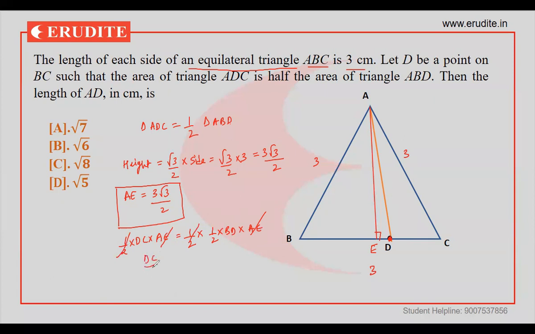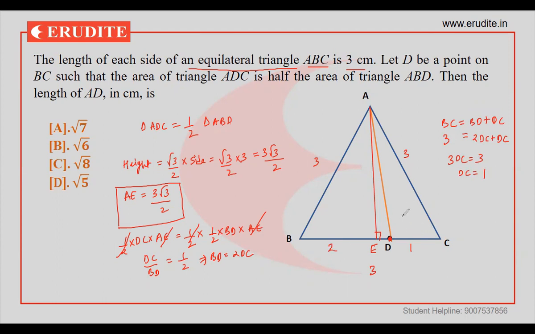So DC upon BD is coming how much? 1:2. And we know that entire BC is 3. We know that BC I can write as BD plus DC. And from here I can figure it out. BD is equal to twice of DC. So BC value is already 3. In place of the BD, I can replace with twice of DC. So thrice of DC is coming 3. So DC is coming 1. If DC is 1, then BD is 2.